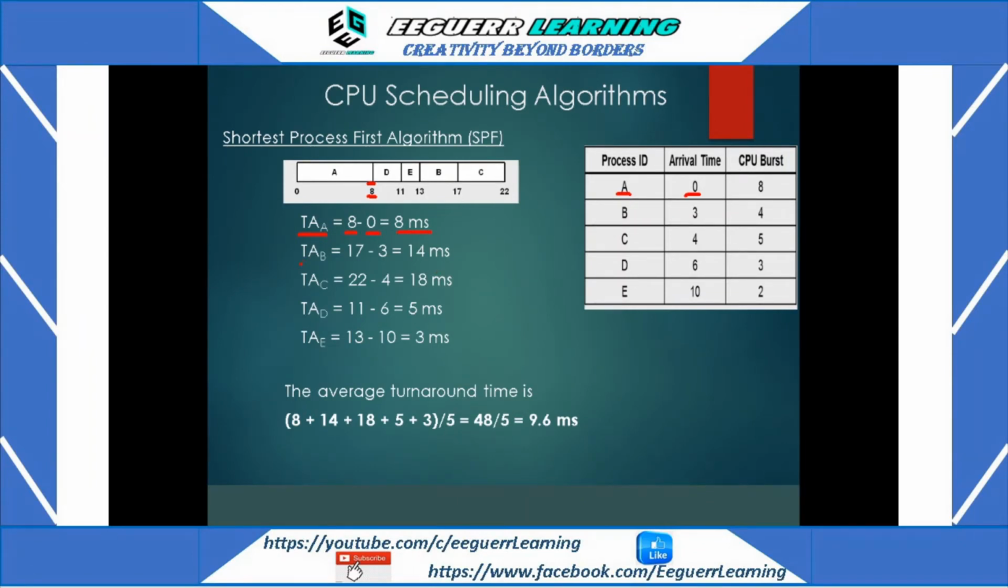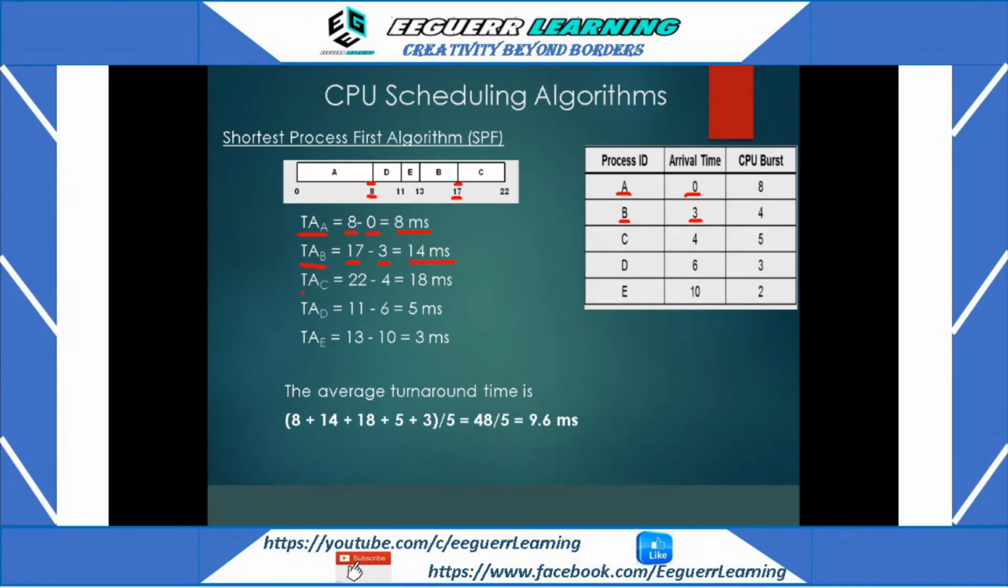Next, solve for the turnaround time of process B. So let us use the same method, looking at the head part of process B, which is this one, the head part of process B, and the value is 17. And look at the table for the process B and get the arrival time, which is 3, and place it here, and subtract. 17 minus 3 will give us 14 milliseconds.